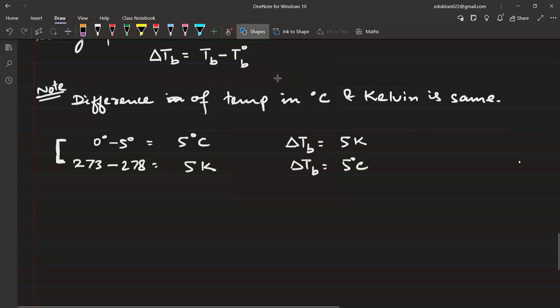I hope you guys will understand it. This is, let us suppose, the scale of Kelvin, and this is the scale of Kelvin.